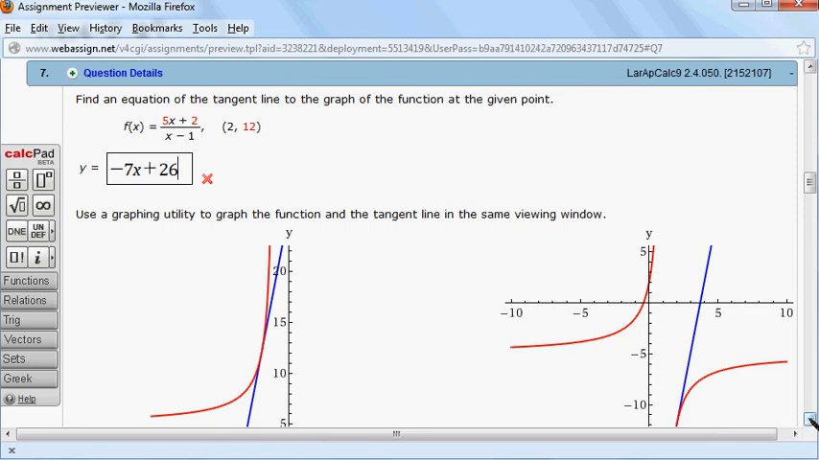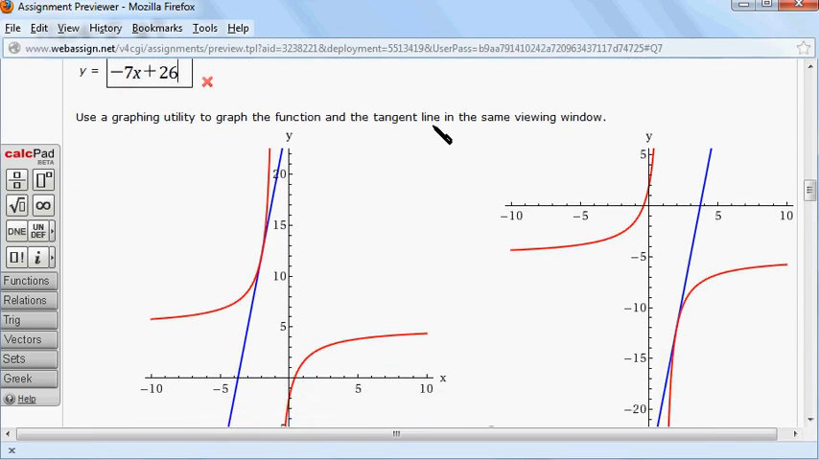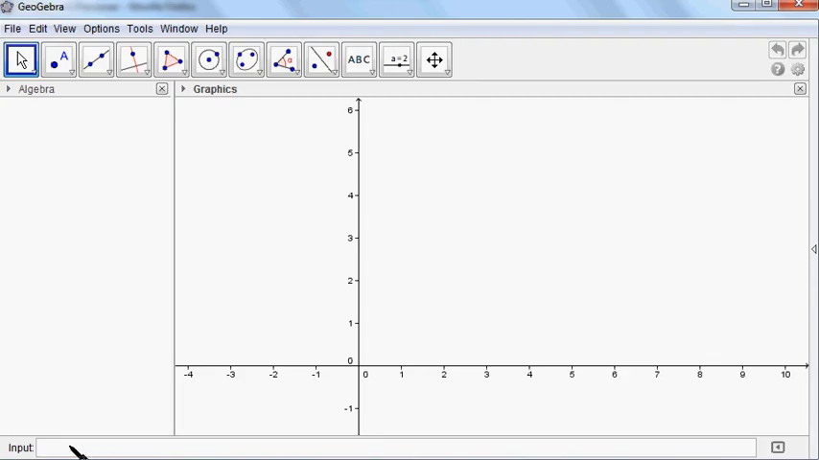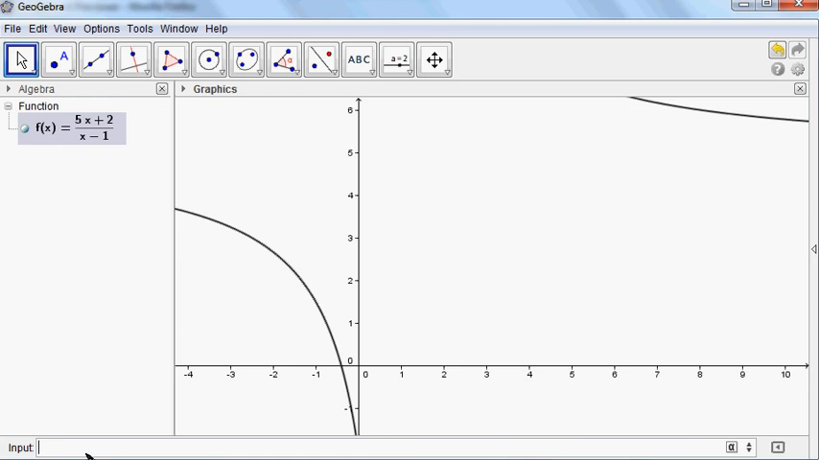Then the next question is to use the graphing utility to graph the function and the tangent line in the same viewing window. We can do that. Let's open up GeoGebra. Here, I'm going to type in y equals 5x plus 2 divided by x minus 1 and hit enter. So we got the graph.